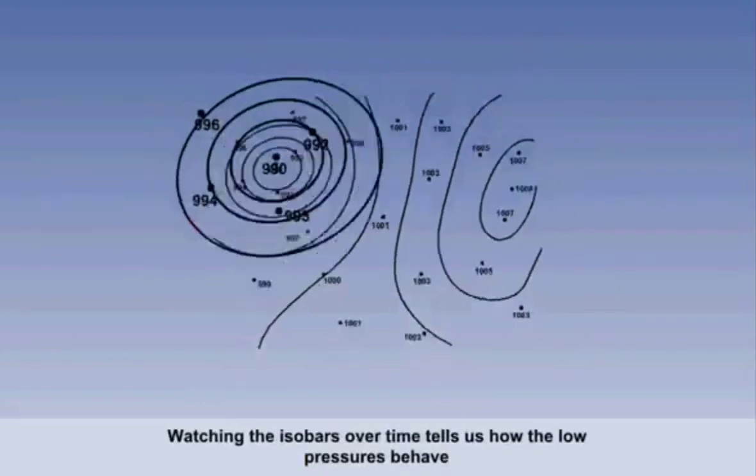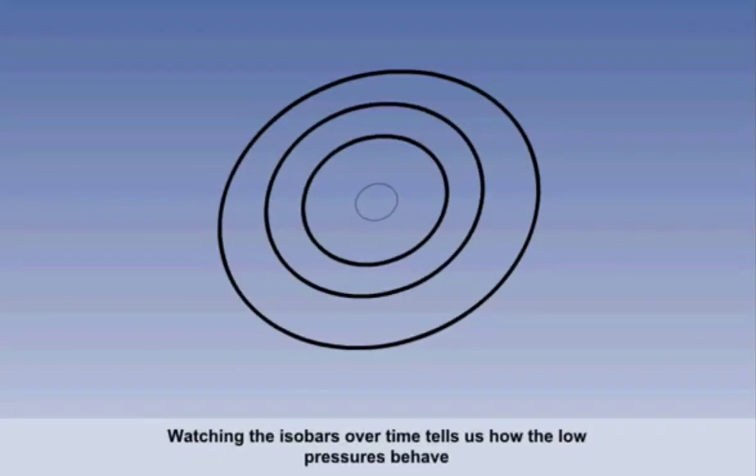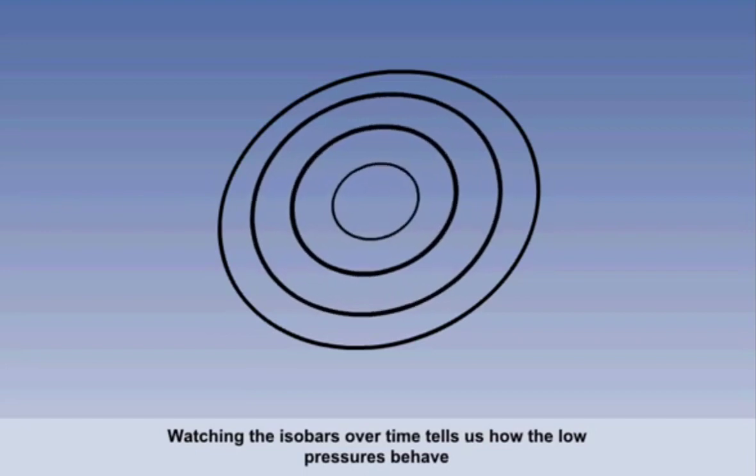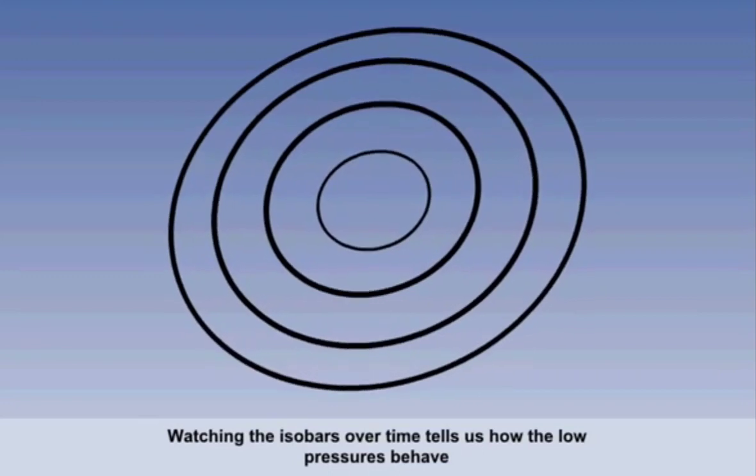By watching the isobars change shape over time, we can see how these systems behave. If they were to intensify or deepen, we would see new concentric lower value isobars appearing within the central part of the depression. If the isobars move outwards from the centre, then the depression is growing outwards and covering a wider area.